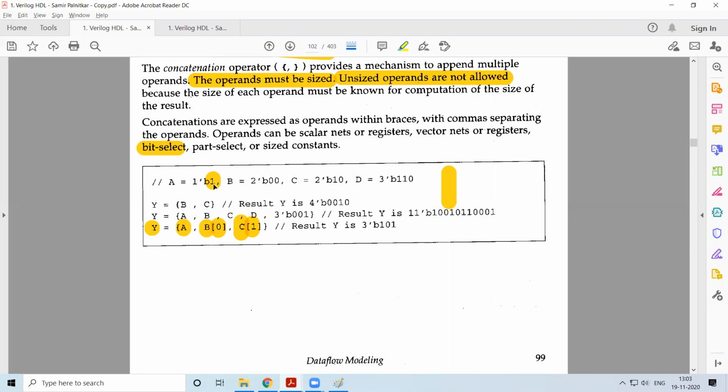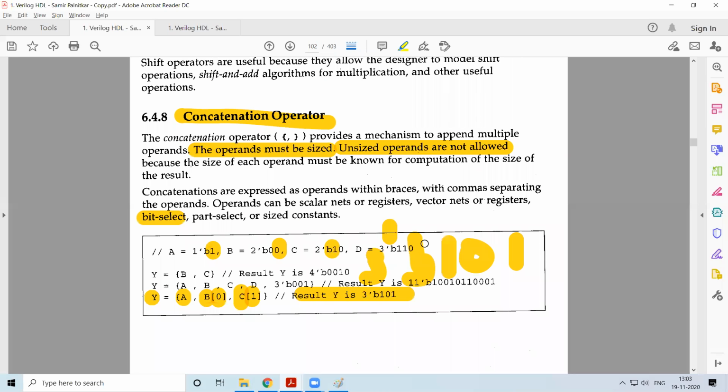So at first, since only one bit is there, it is 1 bit. 0 indicates the LS bit, B of 0. And next one we have C of 1. In this case, since it is just a 2 bit, this is the MS bit. So it will be 0 and this will be 1. And this is 3 bits long. This is three bits and it is binary. So this is the result you'll be getting when you are concatenating using the concatenation operator.